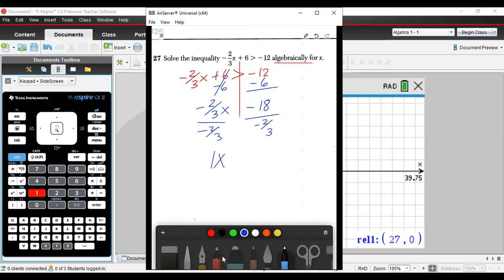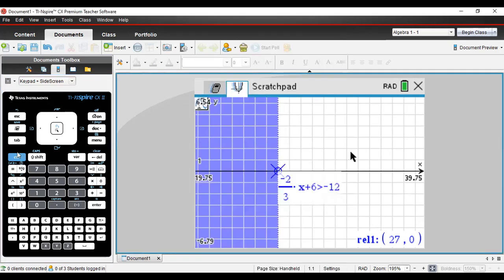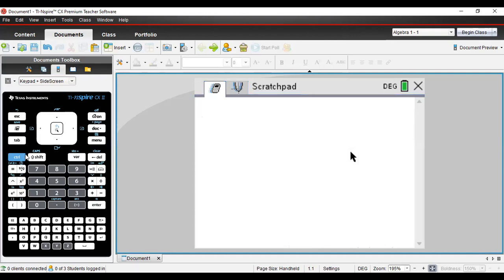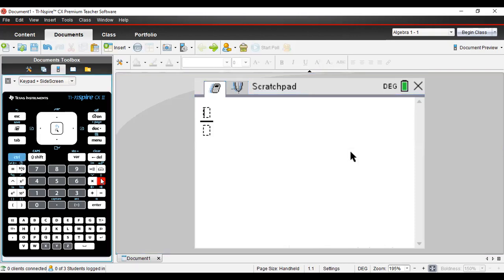And then if you don't know how to do the negative 18 divided by 2/3, then use your calculator. Go here, and I'm going to do control divide. I'm going to do negative 18. And then down here, I'm going to do control divide again. I'm going to put in negative 2/3. Press enter. Tells me that the answer is 27, which is what I already knew.